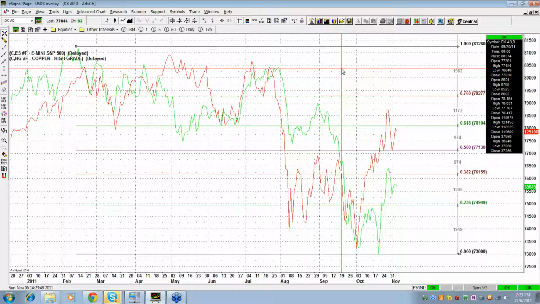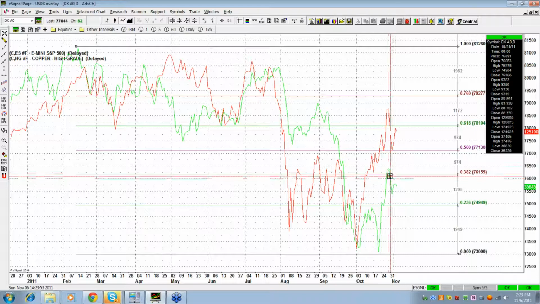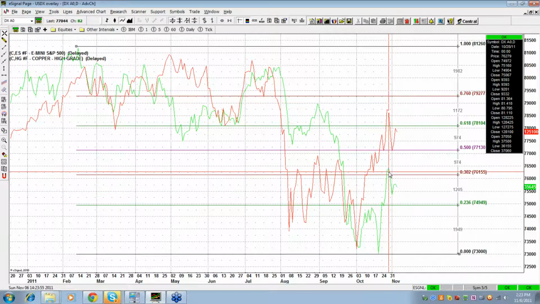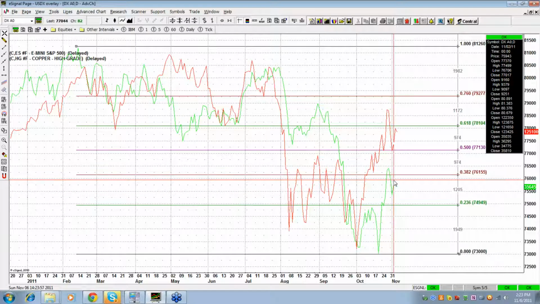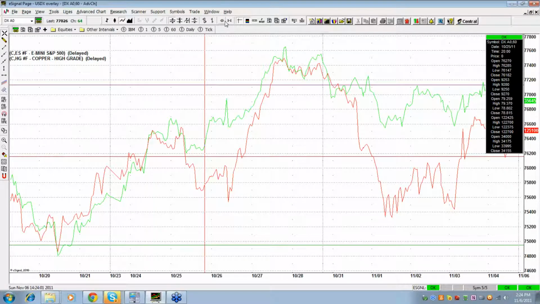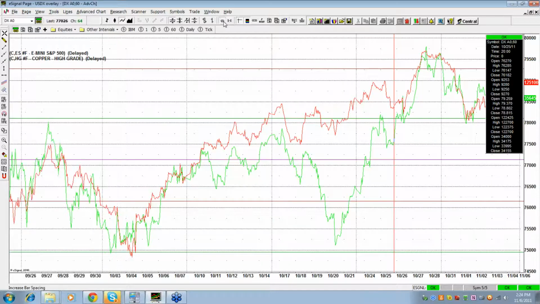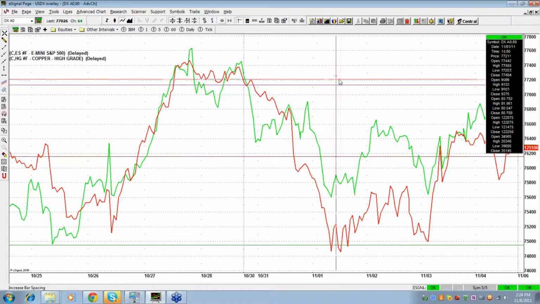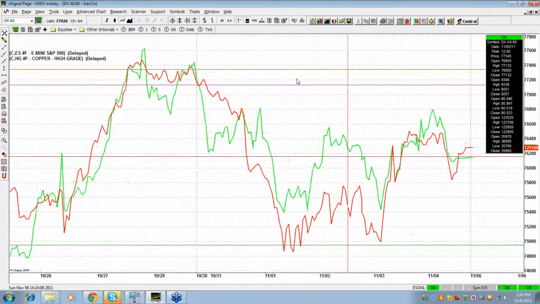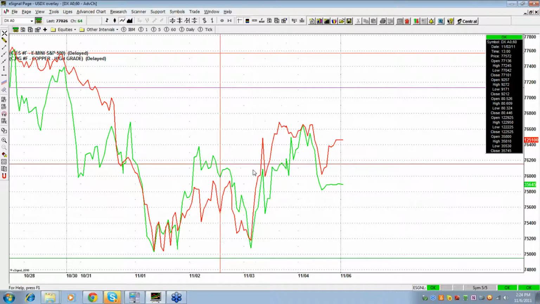Now, let me get to the point. The point being is this, that we only got right here a 38.2%. But if you go smaller, in copper to the 60-minute chart, I'm going to show you this.